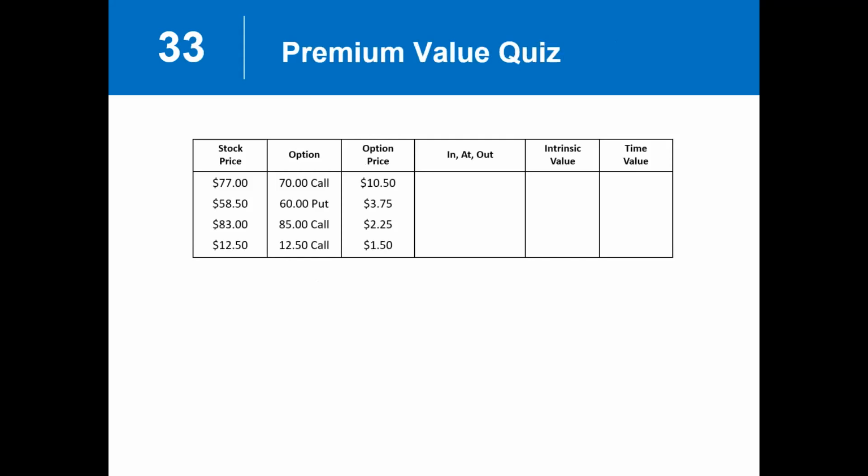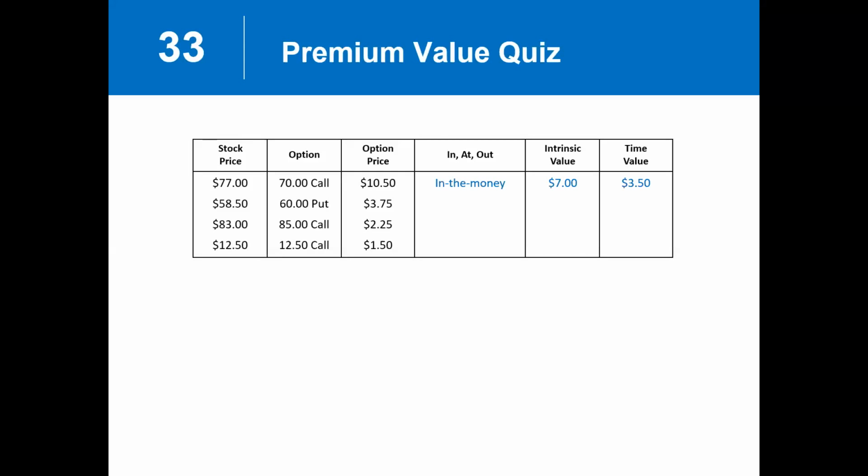So one more quiz, Scott, I think before maybe we turn it back and take some questions. Let's start with the stock price at 77, the 70 call. I think we had this one before. It was in the money. The option premium here is $10.50. So we know that's the right to buy stock at 70 with the stock at 77. We know we've got an in the money value of $7. And then the time value is going to be $3.50 because the total value of the contract is $10.50. I hope that makes sense to you.